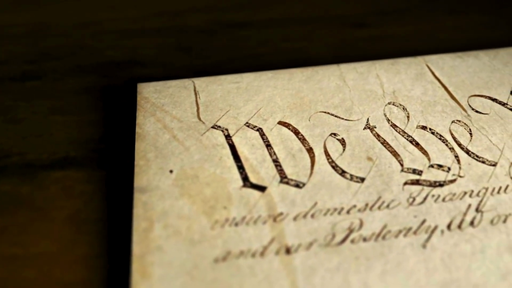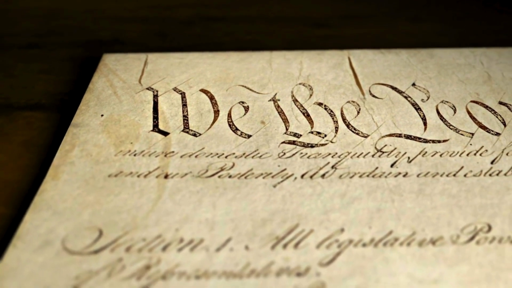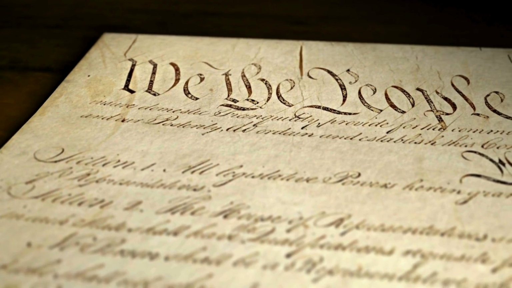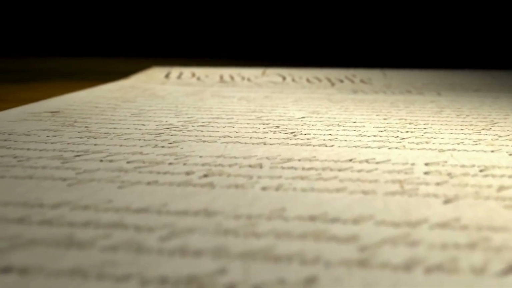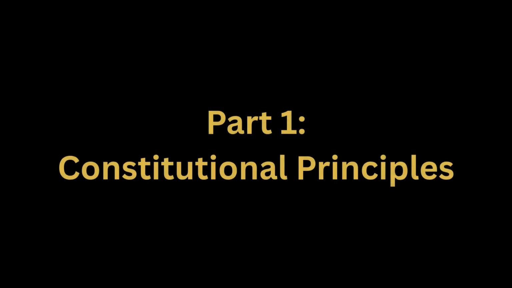In today's video, we're diving into the powerful framework that has shaped American government for more than 2 centuries, the United States Constitution. We'll look at the core principles built into its structure, including federalism, separation of powers, and checks and balances. We'll also explore the Bill of Rights, those first 10 amendments that safeguard our individual liberties. Let's get started.